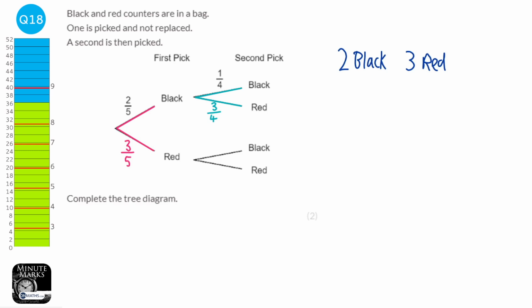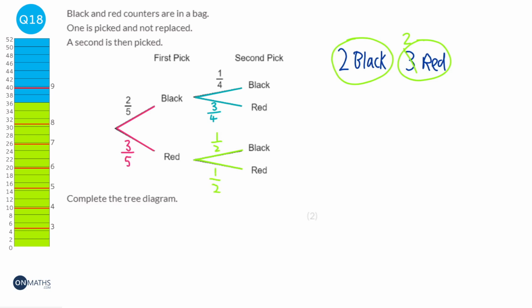And finally, we've got these two here. Now these two here we're not given any fractions for, but given the fact that we started with 2 black and 3 red, we've picked one of the red, so we've got 1 less red, and that means we've got 2 black counters and 2 red counters. So it means that the probability of picking a black is 2 over 4, or 1/2. And the probability of picking a red is 2 over 4, or 1/2.